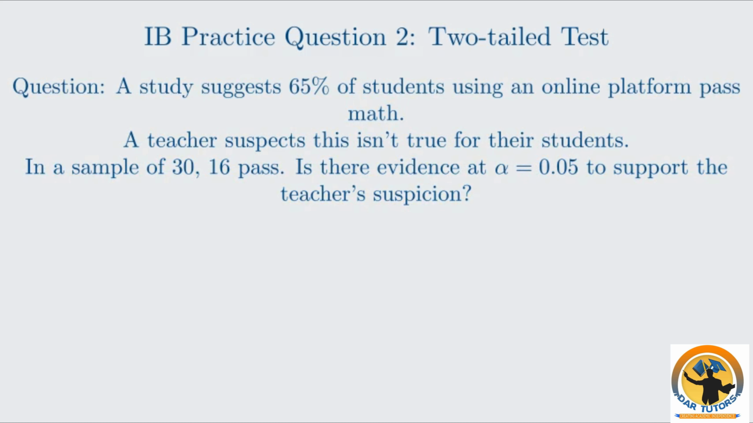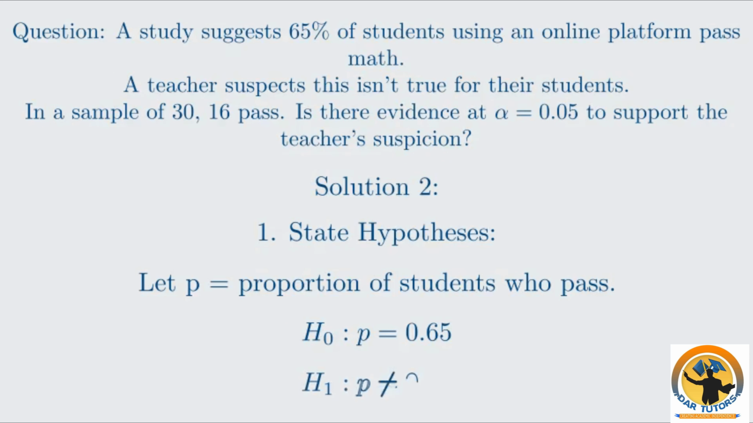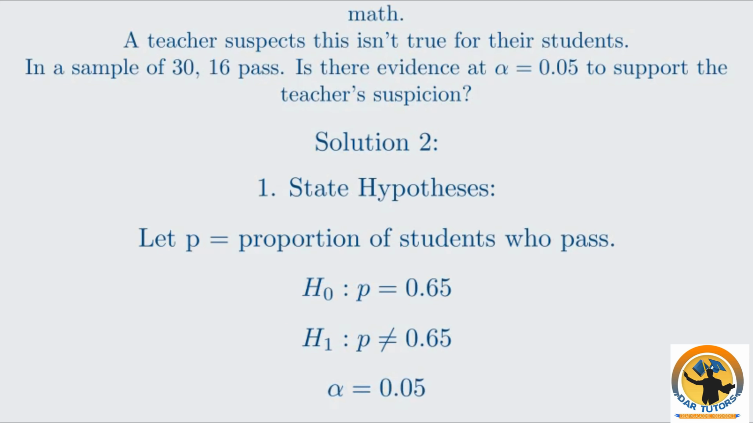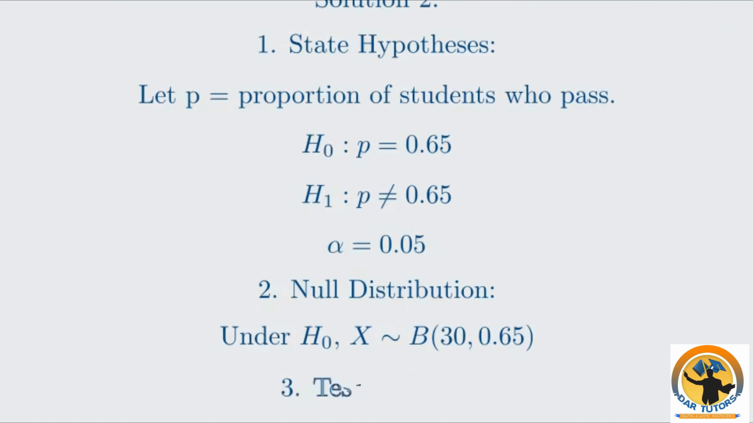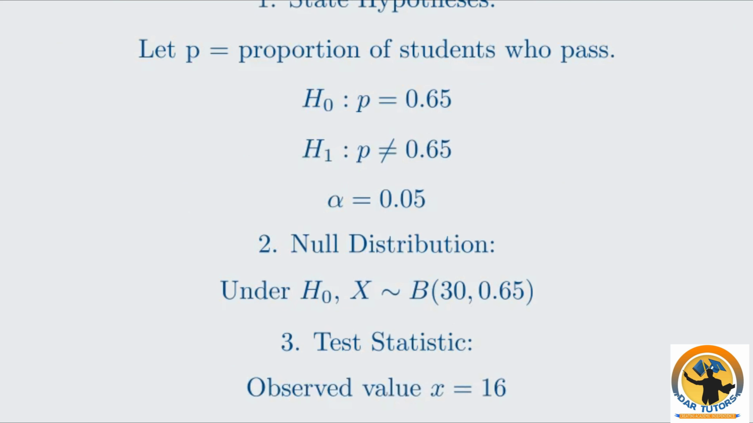Let's follow our hypothesis testing framework. First, let p be the proportion of students passing. The null hypothesis, based on the study, is p equals 0.65. The teacher suspects this is not the true proportion, so the alternative is p is not equal to 0.65. The significance level is 0.05. Our test statistic is X, the number of students who pass. Under the null hypothesis, X follows a binomial distribution B(30, 0.65). The observed value is x equals 16.